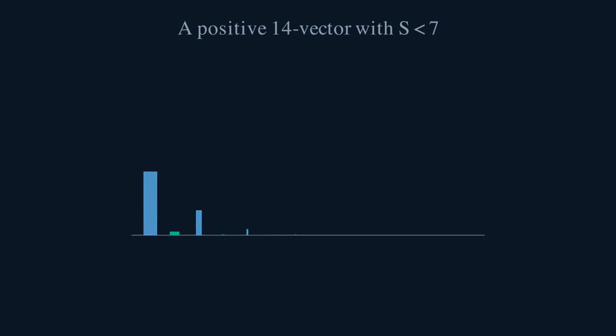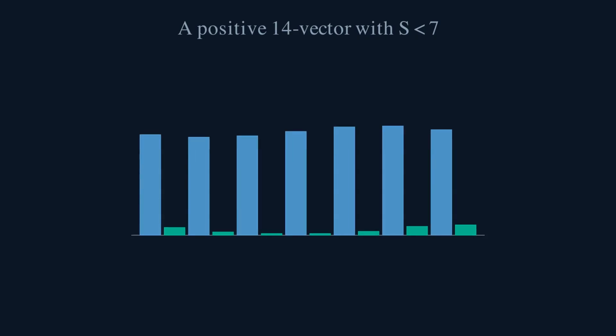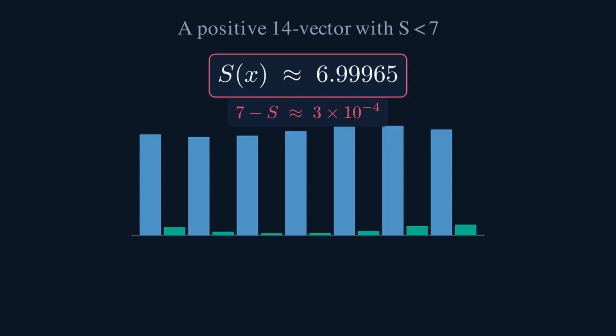Here's what the break looks like. A specific positive vector of length 14. Plug it into the cyclic sum, and the value sits just below 7. The gap is small, around 3/10,000ths, but it is a gap, and it's enough.